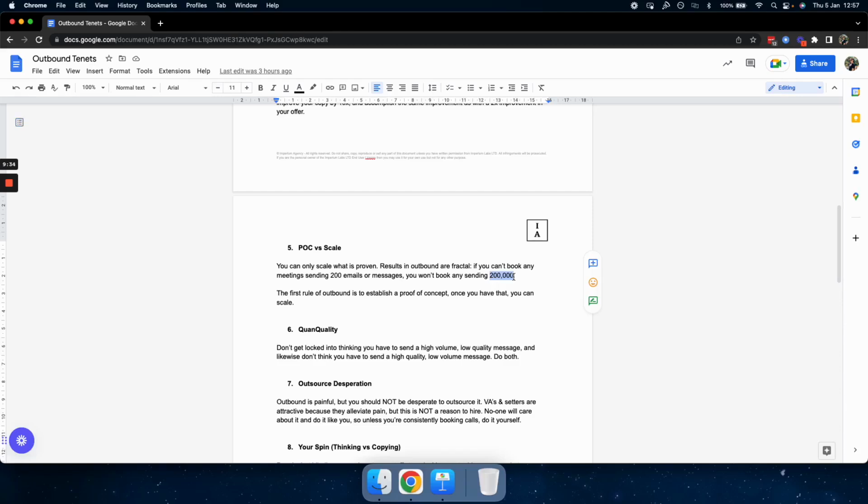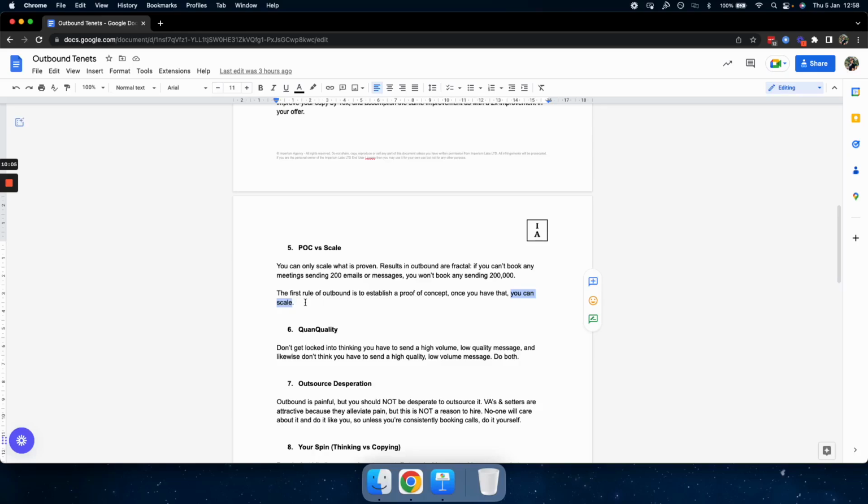All of the things that we put together are put together to basically create a proof of concept. The first rule of outbound is to establish a proof of concept. Once you have that, you can scale. A proof of concept can be anything. It could be a KPI, but let's say you figured out that you need to generate 10 meetings a day to get to your goal, right? Well, how do we do that? Let's say you've got a 3% appointment booking rate on your emails or your cold messages. So if you send 100 of those a day, you're going to get 3 meetings a day.